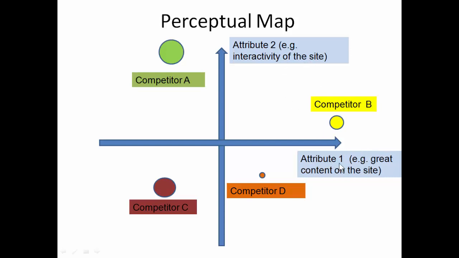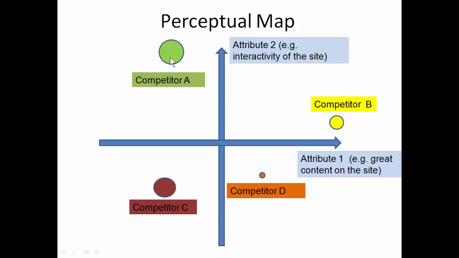For example, attribute 1 in this case is content on the site. Attribute 2 is interactivity of the website. Of course, you can choose any attributes, like quality and price, for example, or any other 2 attributes. In this particular case, we are trying to analyze how interactive your website is and what kind of content your website has. So basically, if you are, for example, competitor, say A or B, it looks like you have great content on your website, but in terms of interactivity, you could improve and go here.